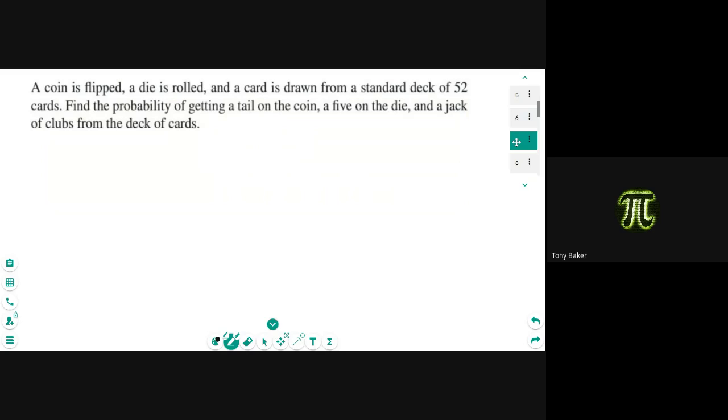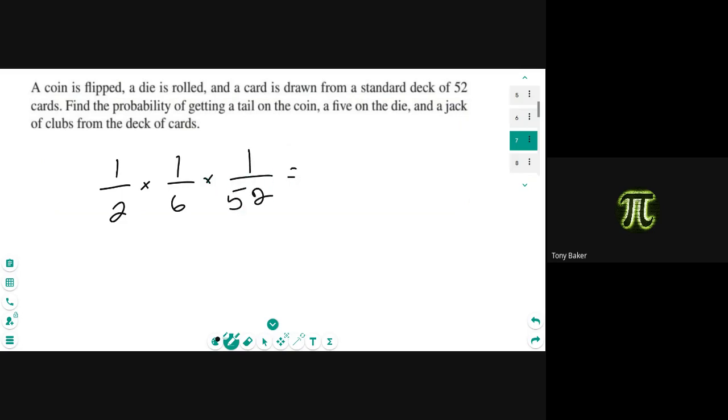All right. What if I flipped a coin, rolled a die, and drew a card? This is where I said using fractions is going to make your life easier to work with. What is the chance of me getting a tails on a coin? 1/2. What about getting a 5 on a die? That's 1/6. And what about a jack of clubs from a deck of cards? 1 out of 52.